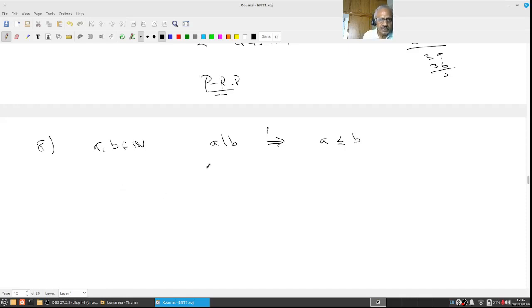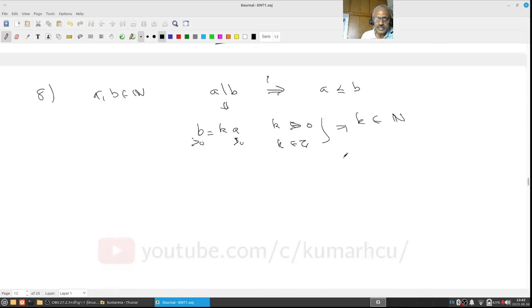Since A divides B, that means B equals some K times A. Notice that since B is positive and A is positive, K also is positive, right? And K is an integer, therefore it's a natural number. These two things put together say K cannot be negative. Therefore K is greater than or equal to 1. Therefore B equals KA, but K is greater than or equal to 1 and A is positive. If I multiply both sides, I'll have KA is greater than or equal to A. Therefore B is greater than or equal to A. So, I proved the result.